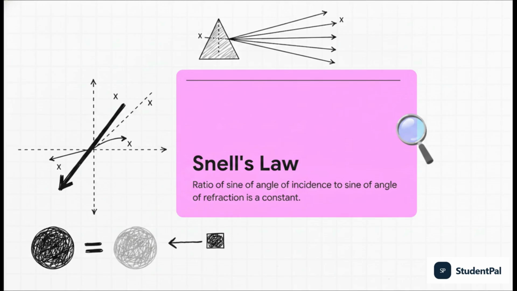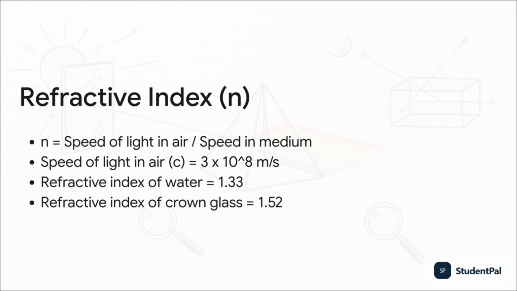It states that the ratio of the sine of the angle of incidence to the sine of the angle of refraction is a fixed constant for any given pair of media. This constant value, sine i divided by sine r, literally gives us a map for the exact extent of the bending. We call this constant value the refractive index, usually written as n. Think of it as a speed limit indicator for light. Light travels at an absolute blistering speed of 3 × 10^8 meters per second in a vacuum, or in air.